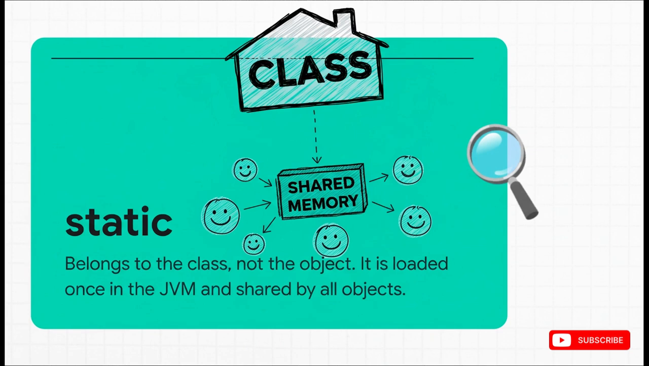Think about it like this. If you have 1,000 user objects and they all need the same API key, you don't want 1,000 copies of that key floating around in memory, right? With static, you get just one. That's a huge deal for efficiency.